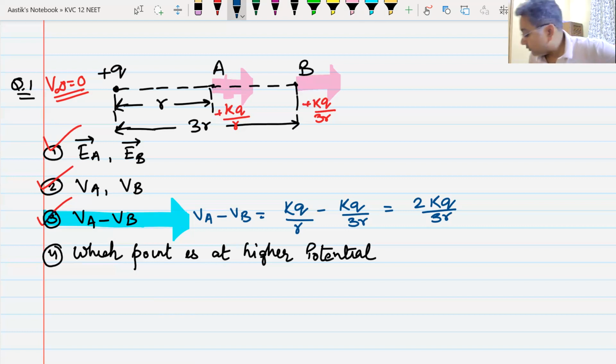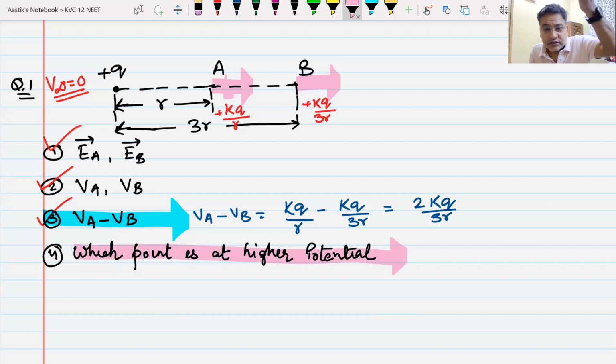Anyways, so now we come to the last question. The last question is, which point is at a higher potential? This higher potential and lower potential is going to come a lot many times in electric current from now onwards. Which point is at a higher potential, which has a higher value?